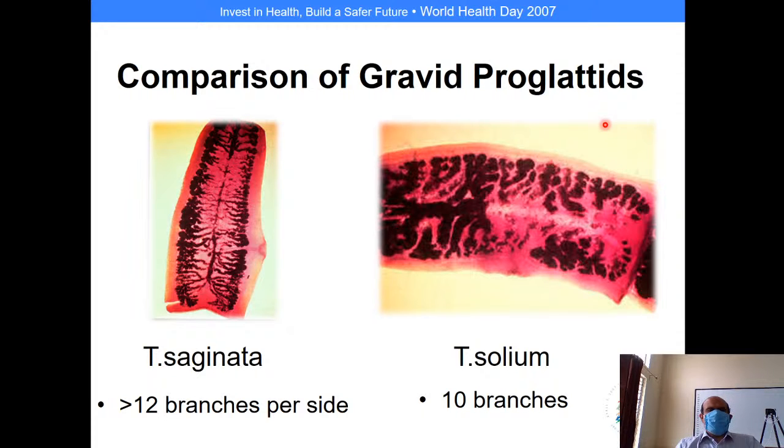Now, in comparison of gravid proglottids, you can see Taenia saginata and Taenia solium on the right hand side. There are more than 12 branches per side in Taenia saginata, and in Taenia solium there are around 10 branches.